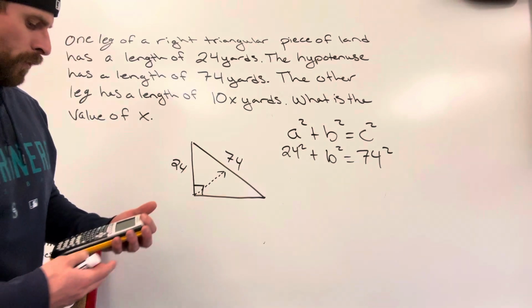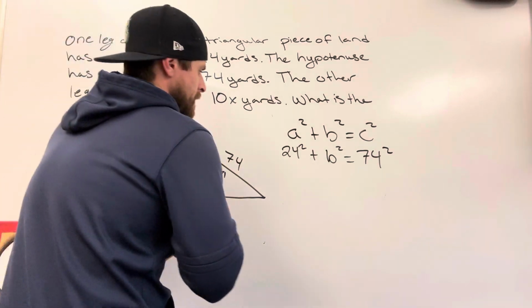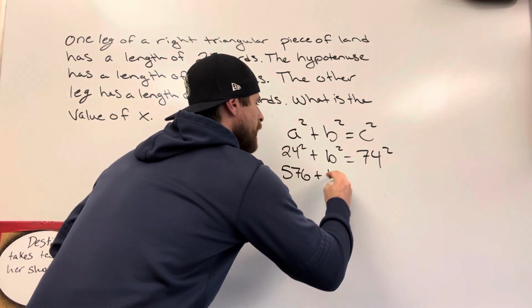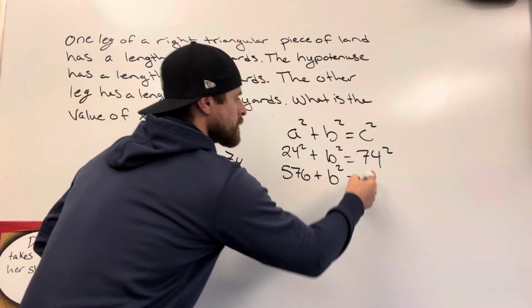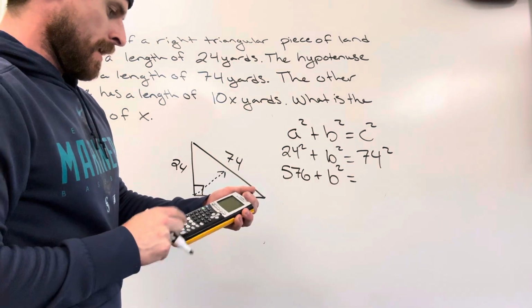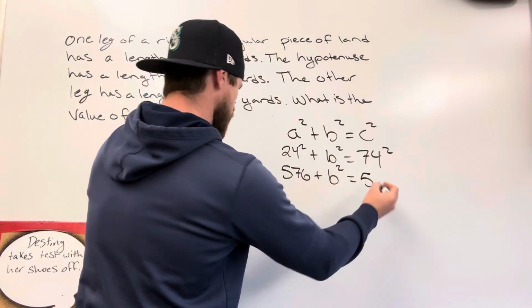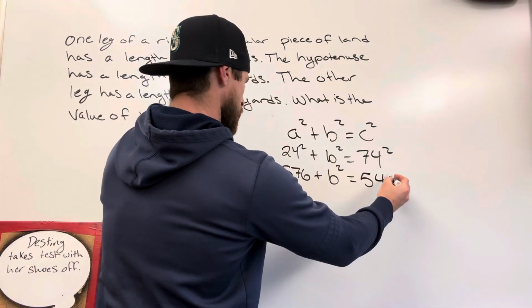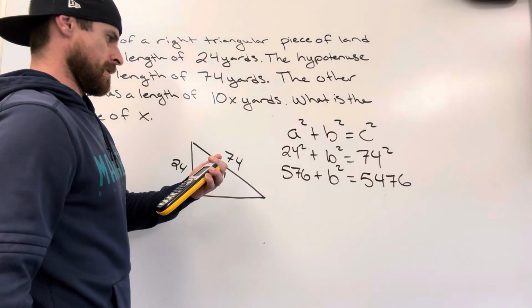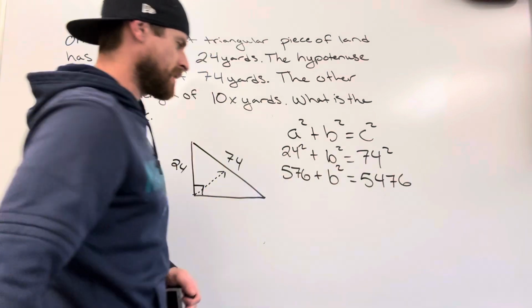All right, we square 24 and get 576. 576 plus unknown squared equals 74 squared. So we just want to do 74 times 74. It's going to give me 5,476. Oh, that's so weird. It's just bizarre to see it like that.